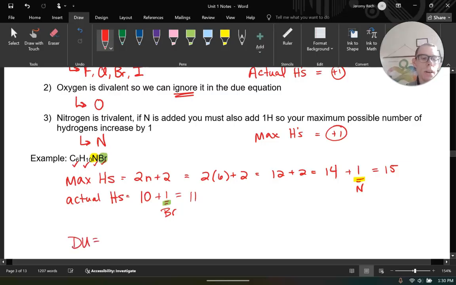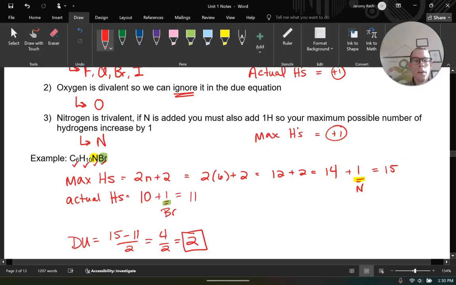Your DU, degree of unsaturation, is going to be the same though. It's going to be the max number, which is 15, minus your actual number, which is 11, divided by 2. 15 minus 11 gives us 4. 4 divided by 2 gives us 2. So this molecule, C6H10NBr, has a degree of unsaturation of 2, meaning there are going to be 2 spots where we're going to have a shortage of hydrogens.